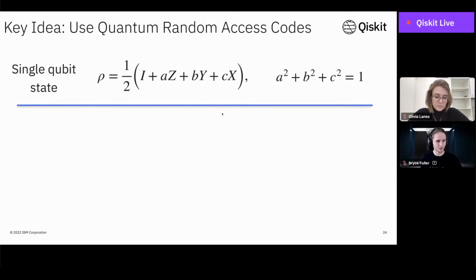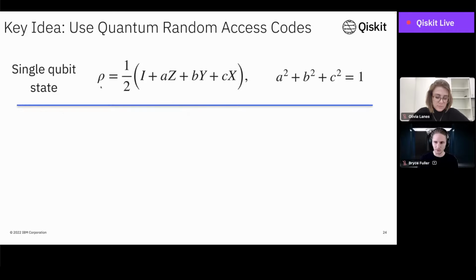Okay, so the key idea for how we're going to construct this embedding is using something called quantum random access codes. They were conceived in a very different context than how we're using them here. They came about in the context of communication complexity, and it's not really important for the purposes of this talk to understand why they were invented.